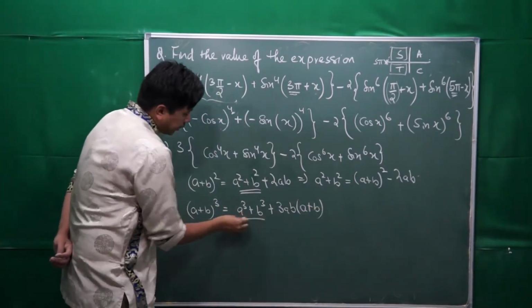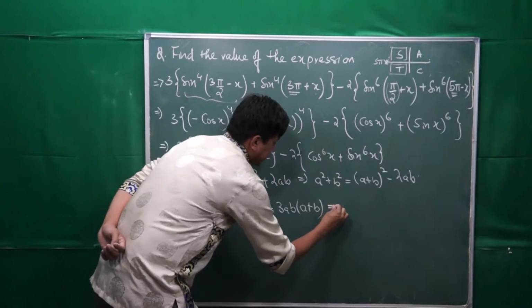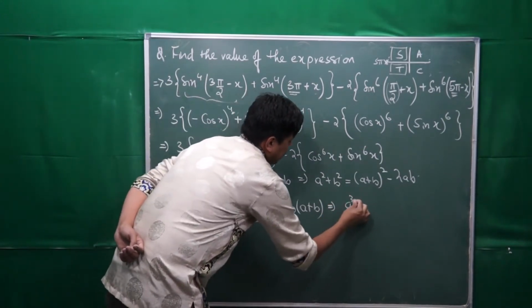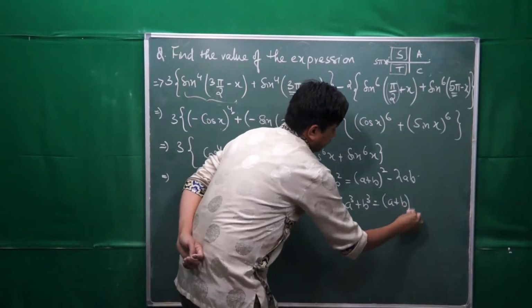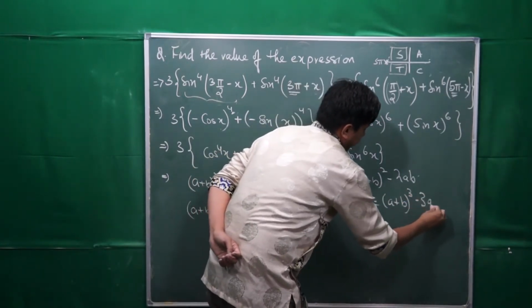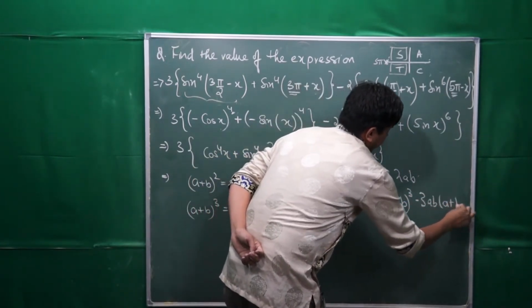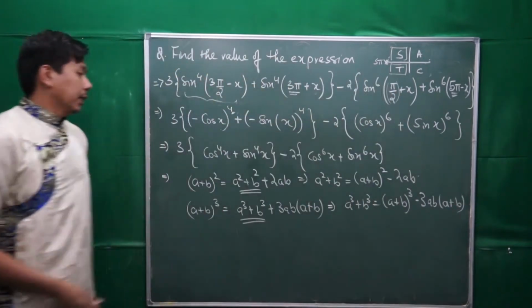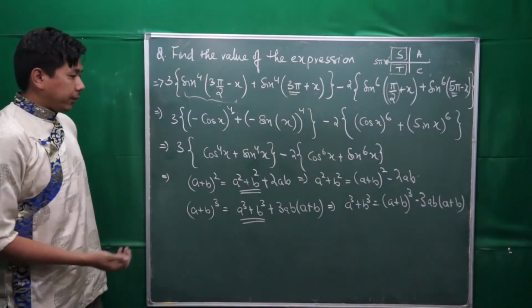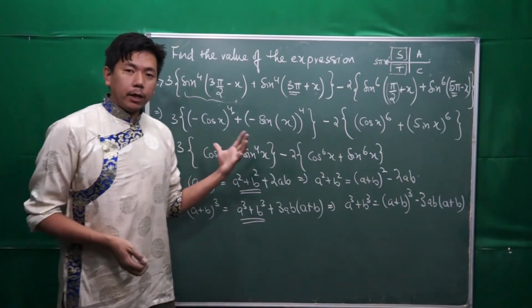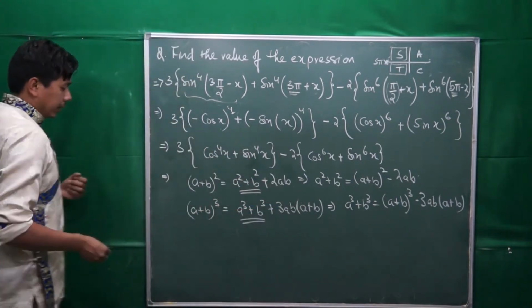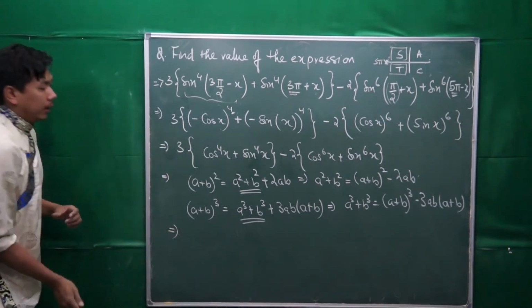So from here, a cube plus b cube can be written as a plus b whole cube minus 3ab into a plus b. So in this fashion, we'll try to formulate this formula. Okay, clear? And try to solve it.